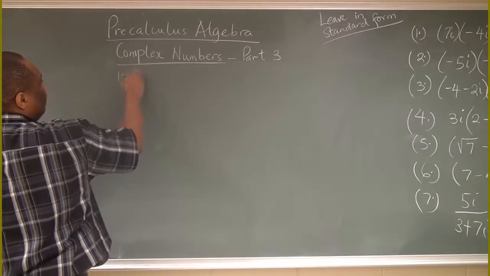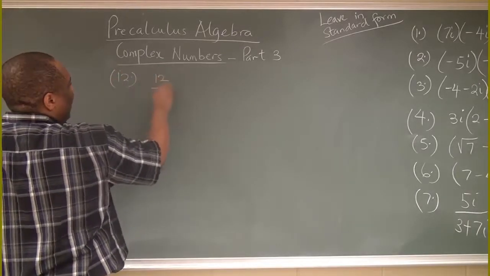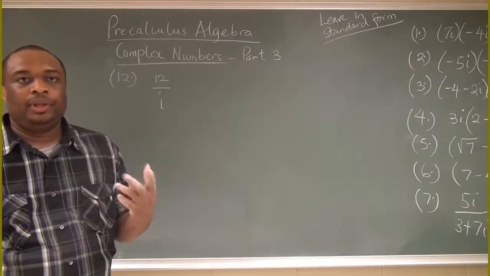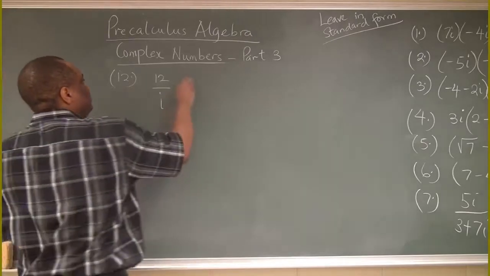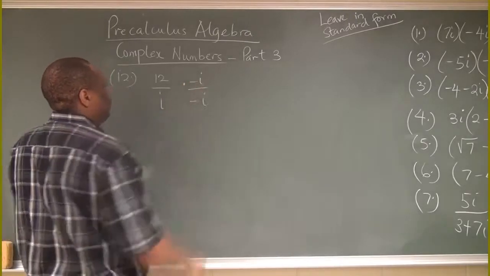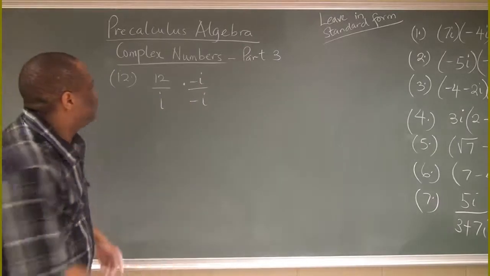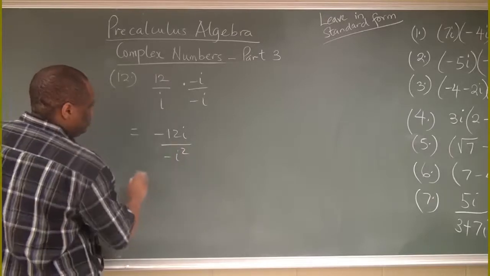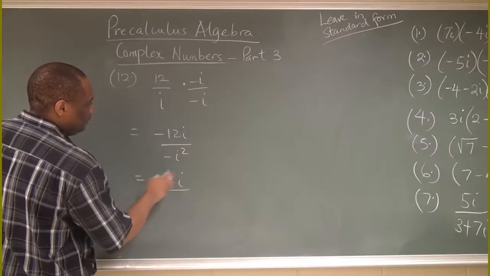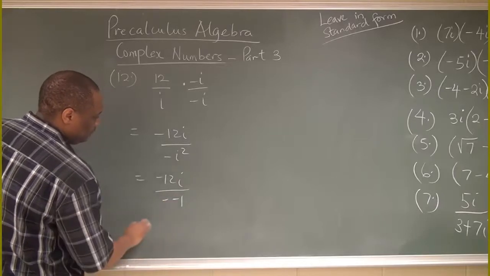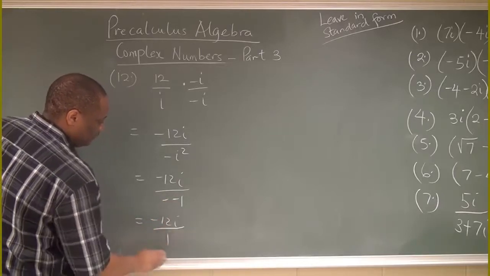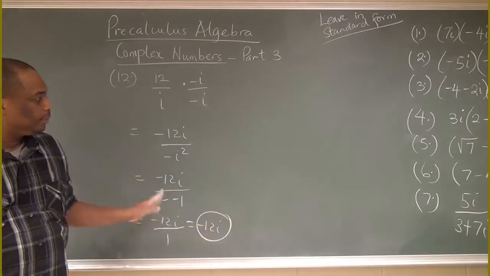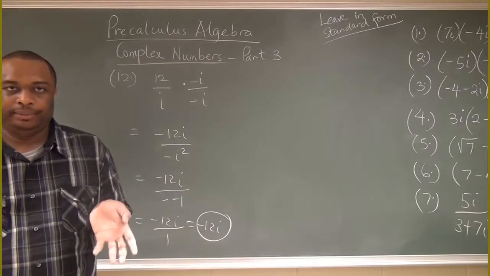Question 12. 12 over I. Now, you can do this 2 ways. You can multiply by the conjugate, negative I over negative I, because the conjugate of I is negative I. And this will give you negative 12i over negative I squared, which is negative 12i over negative 1, which is negative 12i. This is one way to do this. But you can still do it another way.